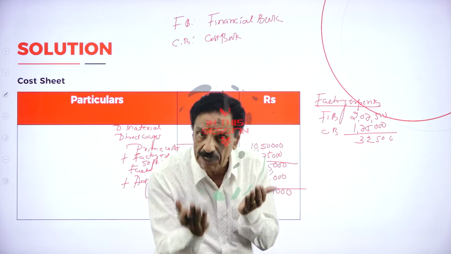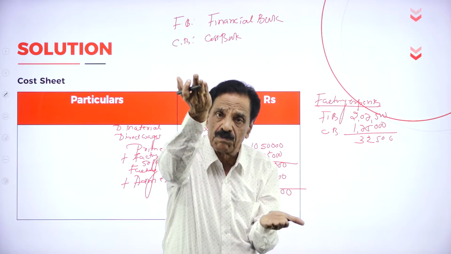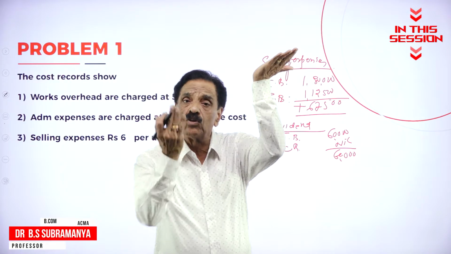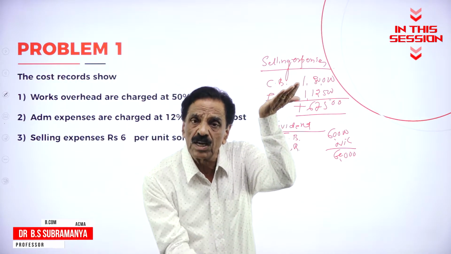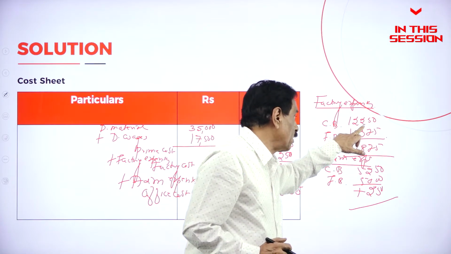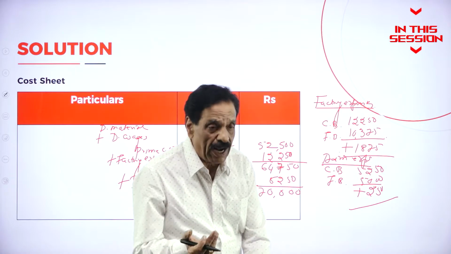Financial charges more, costing charges less. Less charge, more profit; more charge, less profit. When you receive the dividend, what will happen? The financial book will be raised, but there is no entry in the cost book. So the cost book should also be raised. More charge, less profit. Here, less profit in the cost book, so add back. Here, more charge by administration expense also, so add back.